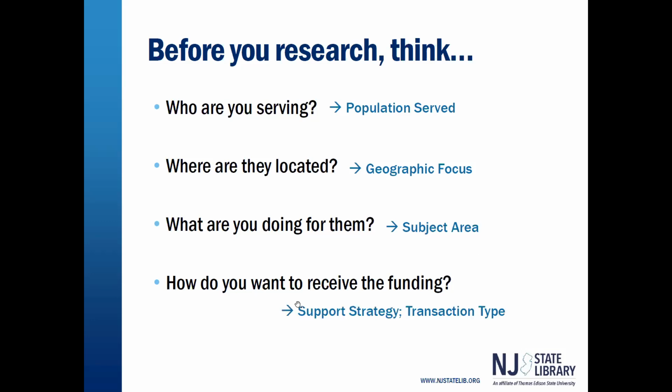And then lastly, you want to think about how you want to receive that funding. What type of grant are you looking for? Is it a cash grant, which would be probably what you're looking for the most, with the least amount of restrictions? Is it a matching grant program that you're trying to match funds? Are you interested in any other types of grants or vehicles for funding, like in-kind support, that kind of thing? Those would be your transaction types.